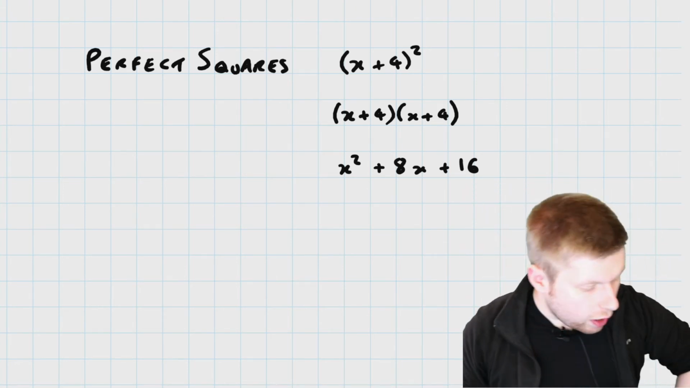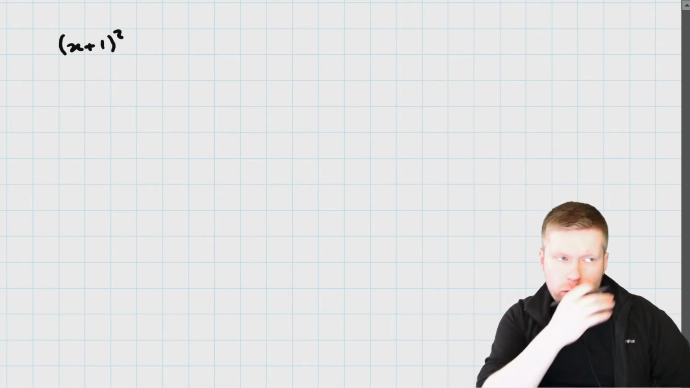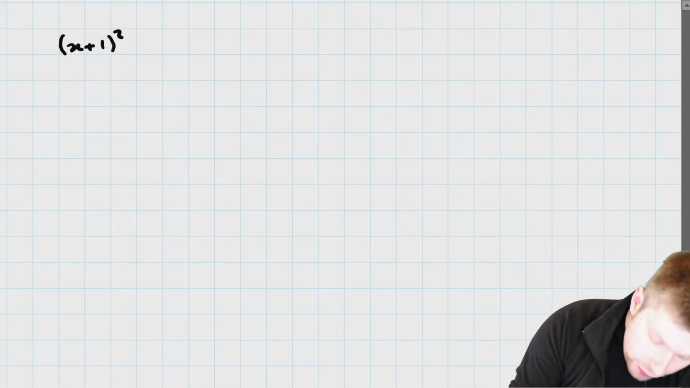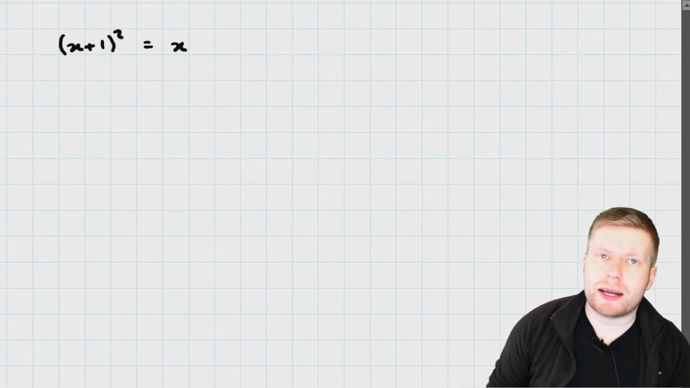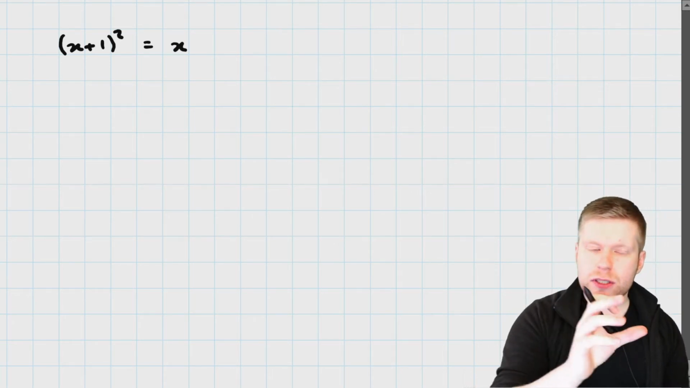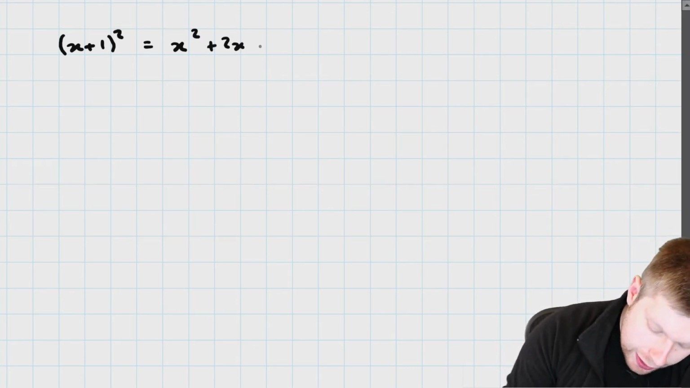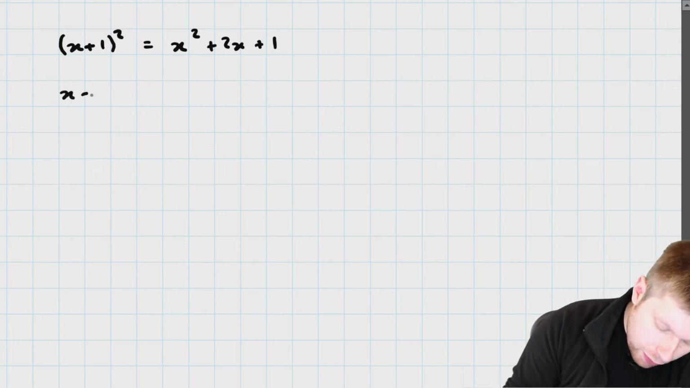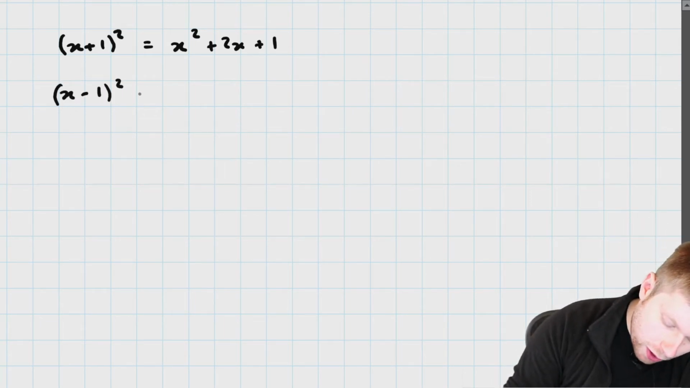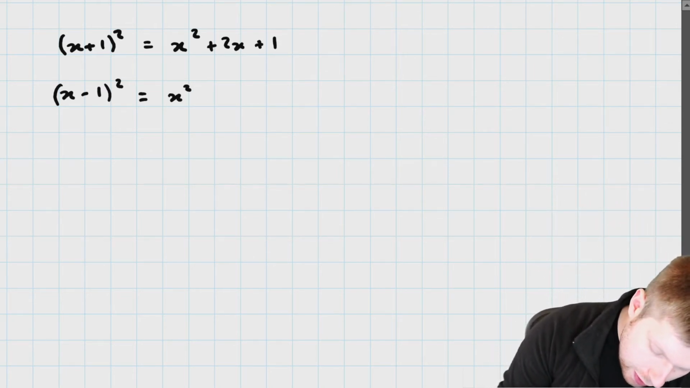So let me show you a few more examples. If I start off with x plus 1 all squared, hopefully you can expand this out. I'll do it very quickly, but if you want to pause the video and have a go yourself, just think about it as x plus 1 times x plus 1, and you'd end up with x squared plus 2x plus 1. Now if I work with x minus 1 all squared, another perfect square, and I expand this out, I'll get x squared minus 2x plus 1.